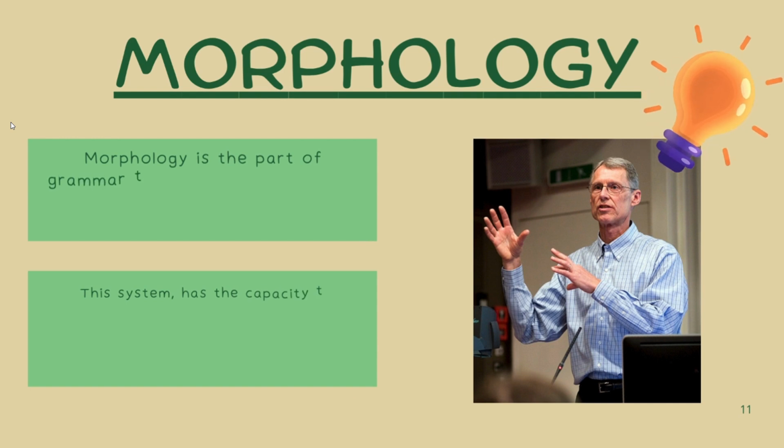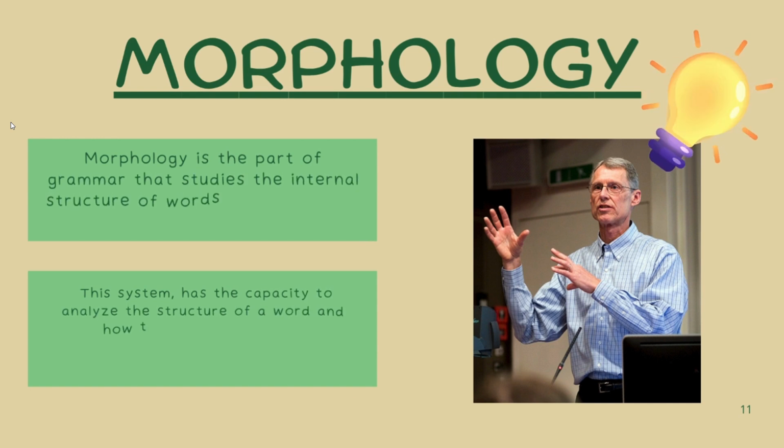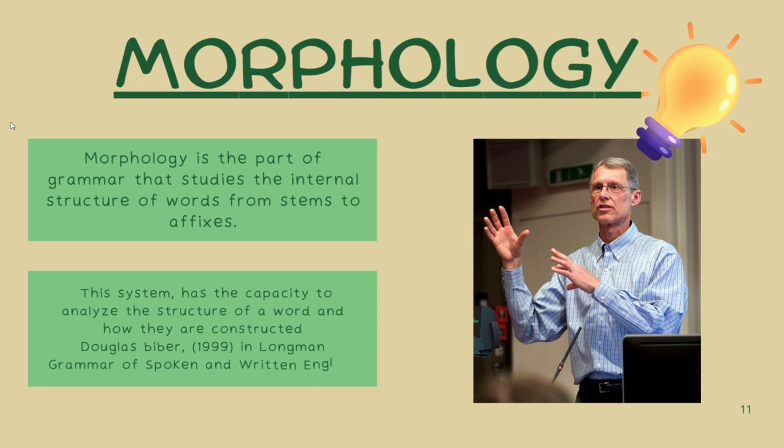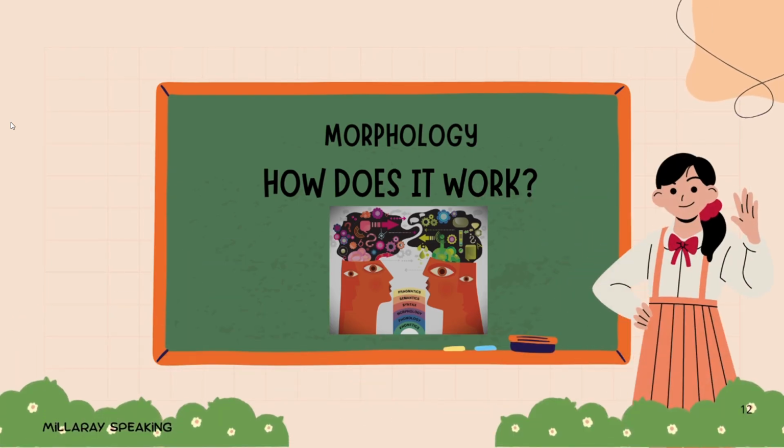Well, now that we have seen all the subsystems of language, let's focus on morphology. According to linguist Douglas Beaver, morphology is the part of grammar that studies the internal structure of words, from stems to affixes. In other words, morphology examines how words are formed and how they function by breaking them down into their small and meaningful components. This system has the capacity to analyze the structure of a word and how words are constructed. It really helps us to understand the patterns behind word formation, whether it's studying a prefix like un to reverse a meaning or a suffix like ed to indicate past tense.